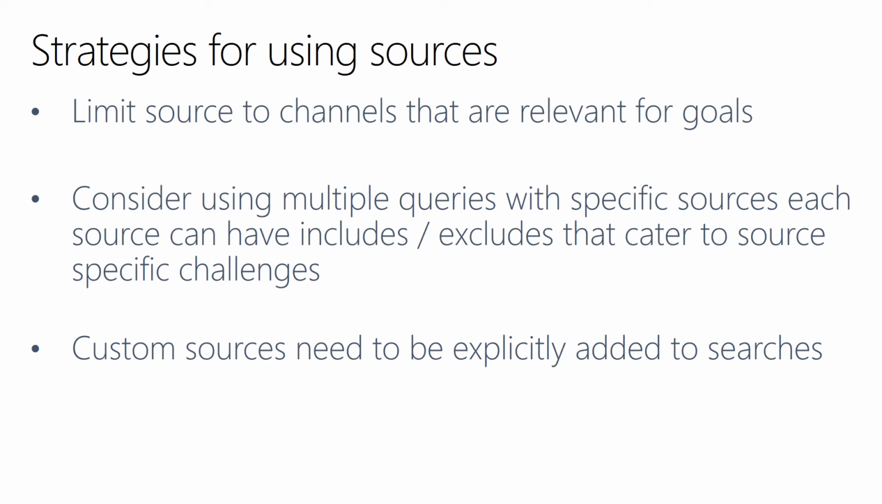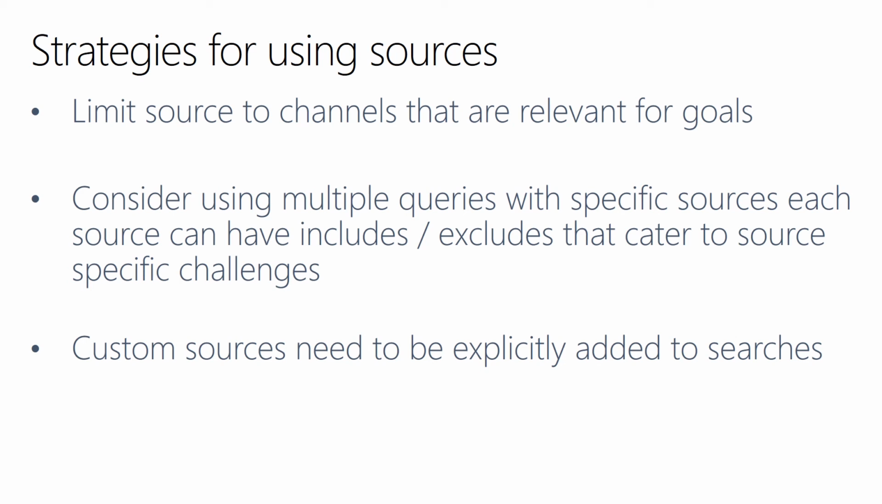So strategies for using the different sources is make sure that you're using the channel that is relevant to the goal of your organization. If your organization really has no presence on any specific brand of social media, then don't necessarily be gathering information from that. Consider using multiple queries within a specific search so that you can cater to the source specific challenges. So that if you've got blogs and news in the same query, that's fine. But then make sure that you're using the inclusions and exclusions that matter.